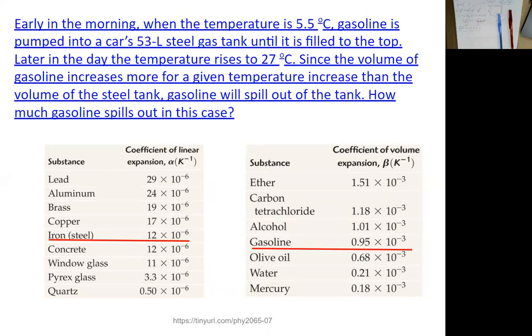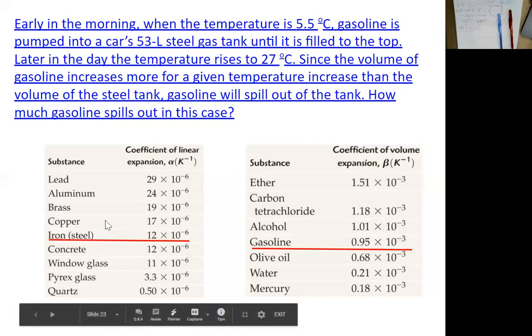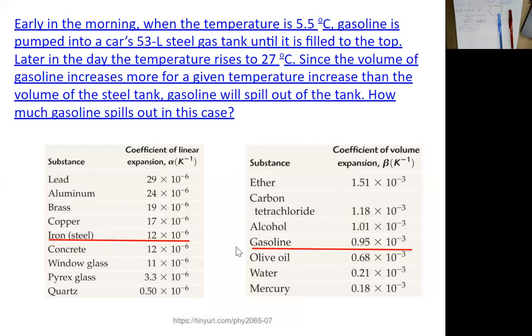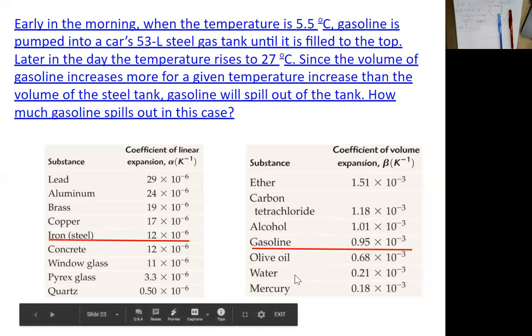All right, you are given, now pay attention here, you're given the coefficient of linear expansion for the steel, but for the gasoline this is the coefficient of volume expansion, okay? So they are different terminologies you want to pay attention to.